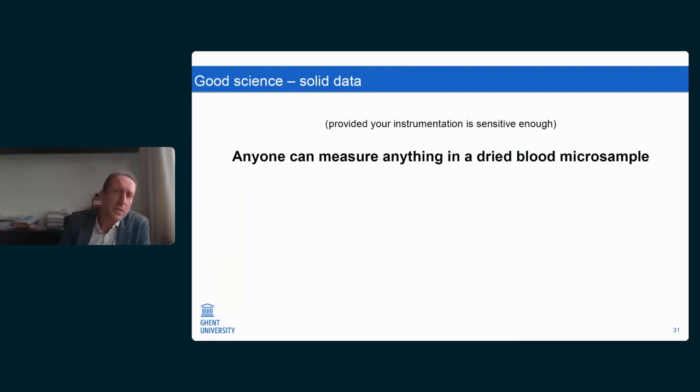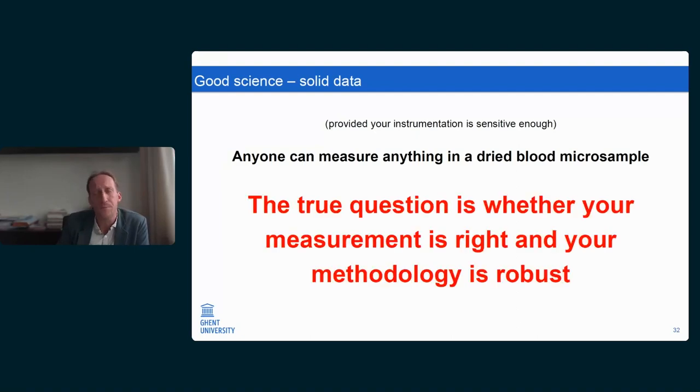Provided the instrumentation in a certain lab is sensitive enough, I typically say that anyone can measure anything in a dried blood microsample. It's not about that. It's actually about whether the measurement is right and whether the methodology is robust. In other words, can you really provide a trustworthy answer to the question? Can you really rely on results to really change, for instance, the treatment of a patient based on this dried blood microsample?